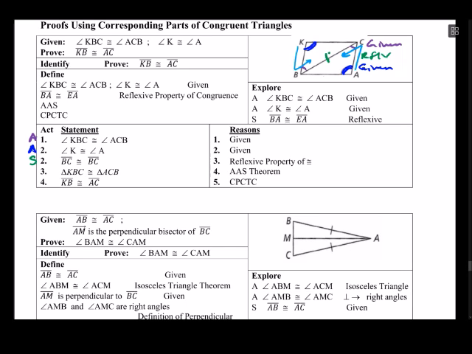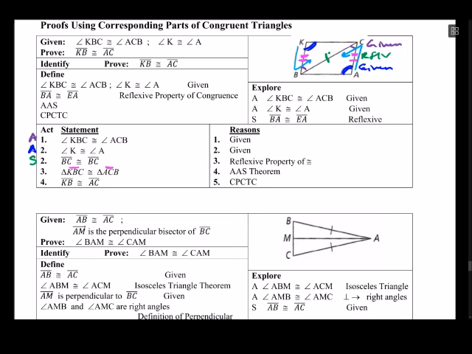And now, look at your congruence statement here. Are KB and AC in the same position? Absolutely. You can even look at it on your triangle. There's KB and AC. They go in the right order and in the right position. So we can say they are congruent because corresponding parts of congruent triangles are congruent.